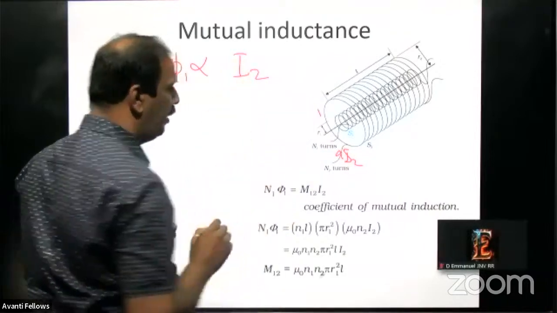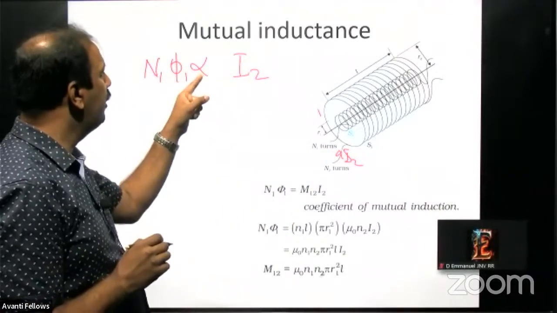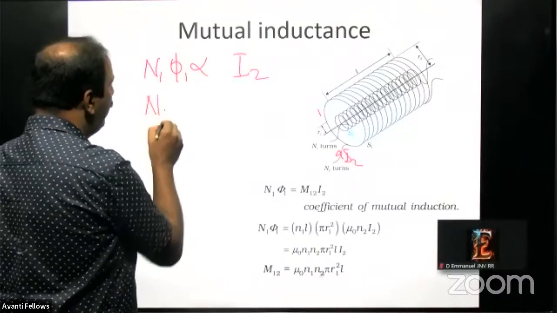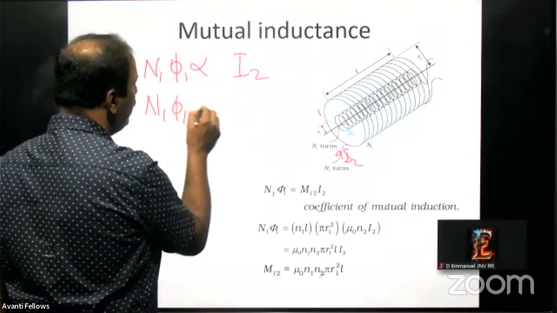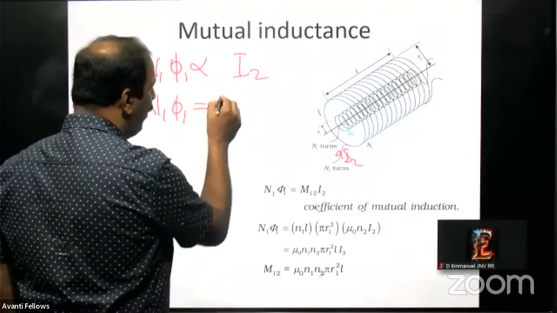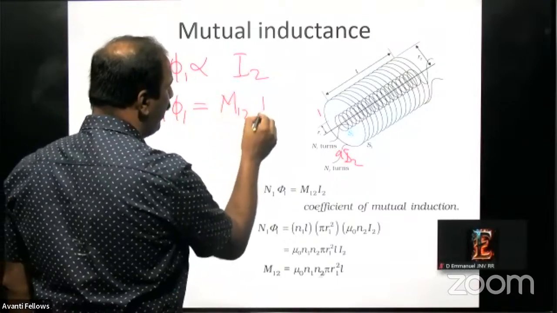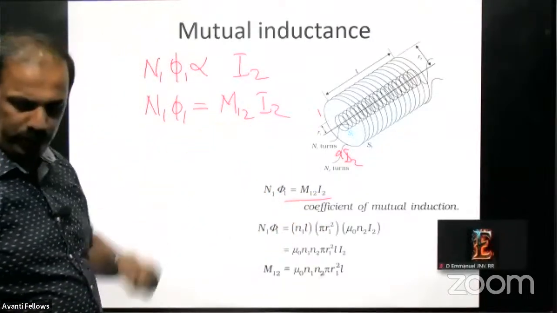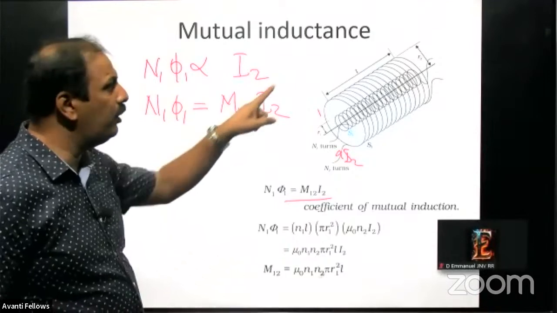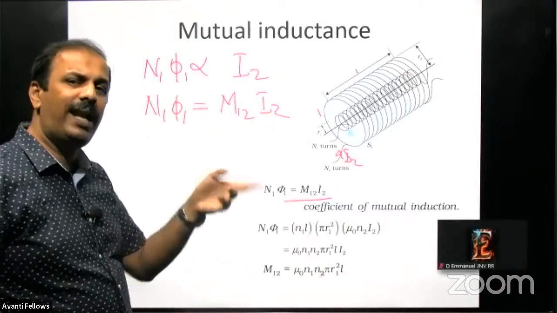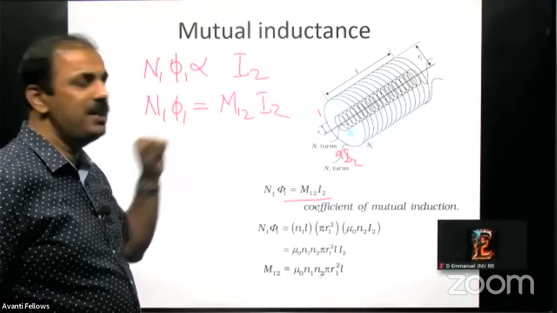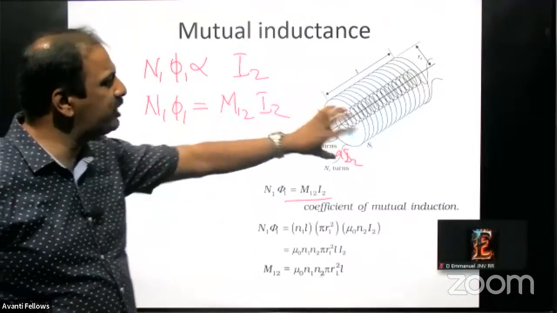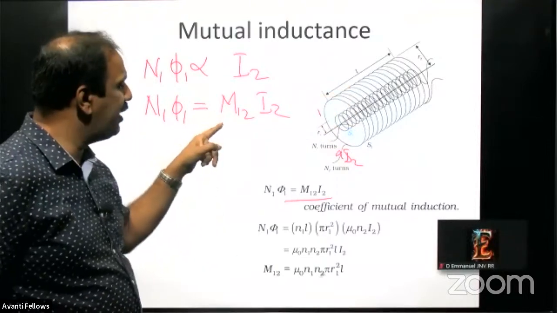That is I2. Now, here we have to replace this proportionality sign with a constant. So N1 phi1 is equal to M12 into I2. That's what is written here. Okay. So M12 into I2. What is this M12? I told you for inductance we will use L or M. So this M is called the mutual inductance. It just says how much coupling is happening here. So M is called the mutual inductance.